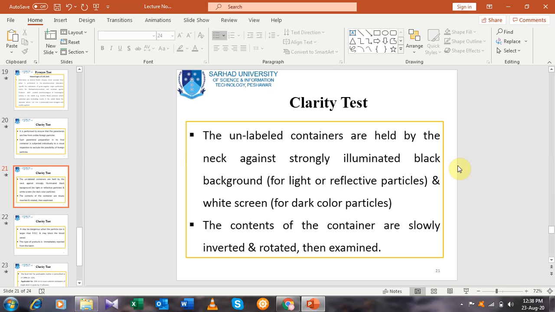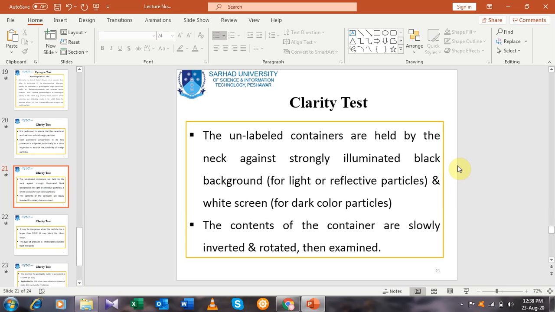Then the unlabeled containers are held by the neck against a strongly illuminated black background for light or reflective particles, and a white screen for dark colored particles. In order to visualize easily, the background is selected: a black background for light or reflective particles, to easily see the particles, and a white background for dark colored particles.